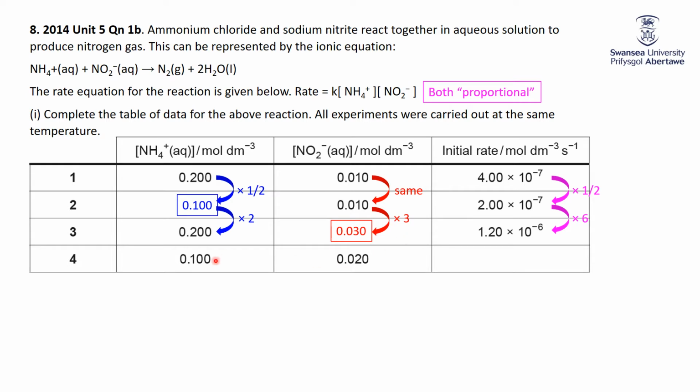And then finally, how do we compare to experiment 4 to get the rate? Well, there are various things we could do. I would look at 2 and 4. As I go from 2 to 4, the ammonium stays the same, 0.1 and 0.1. The nitrite doubles, 0.01 to 0.02. Whatever happens to the nitrite happens to the rate, so the rate must also double, thus 4 times 10 to the minus 7 moles per cubic decimeter per second. That was kind of fun and also produced a very nice pretty picture, didn't it?